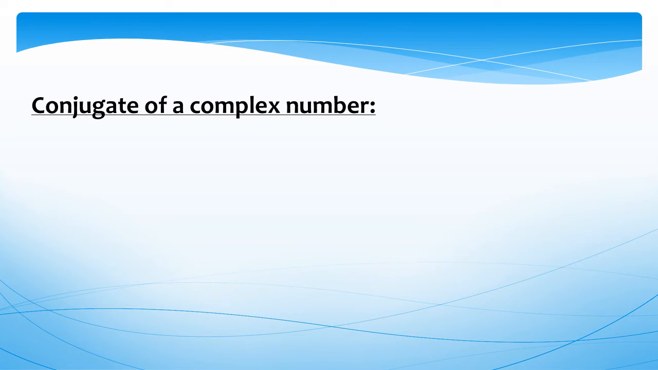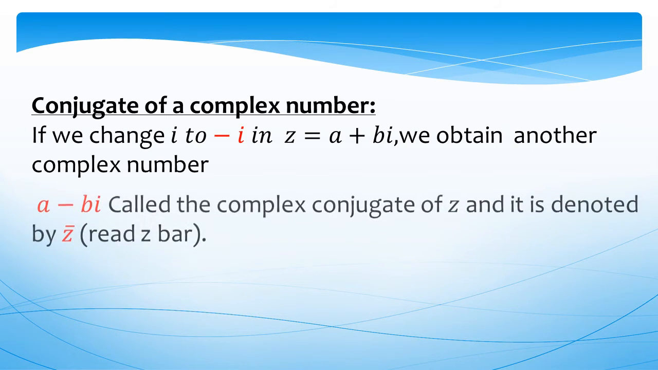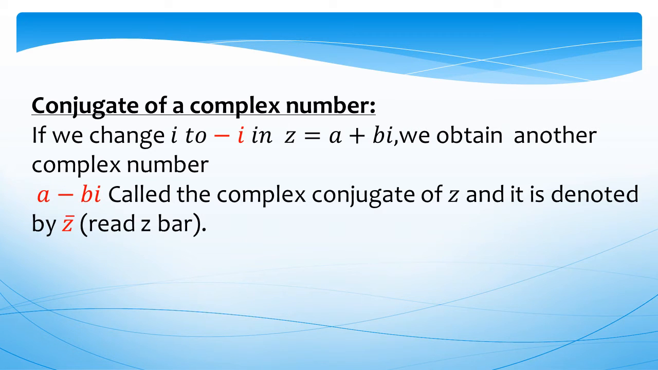Conjugate of a complex number. If we change iota to minus iota in z is equal to a plus b iota, we obtain another complex number, a minus b iota, called the complex conjugate of z, and it is denoted by z bar.